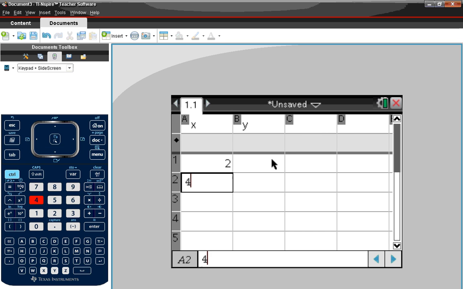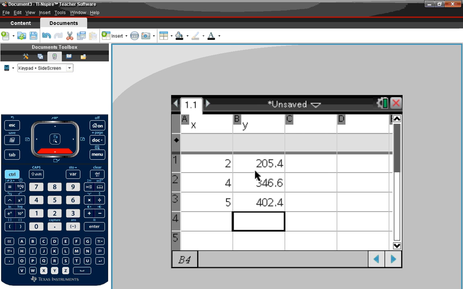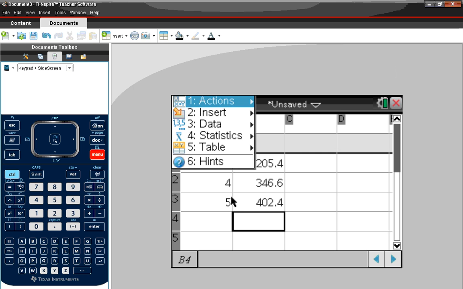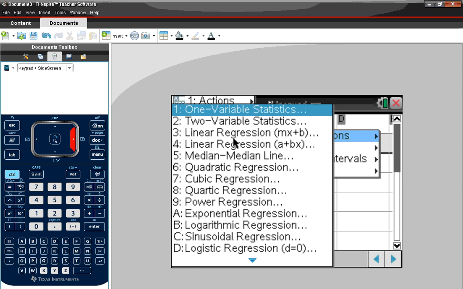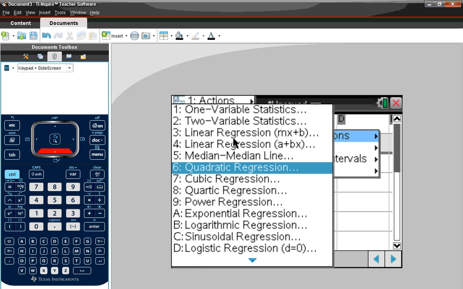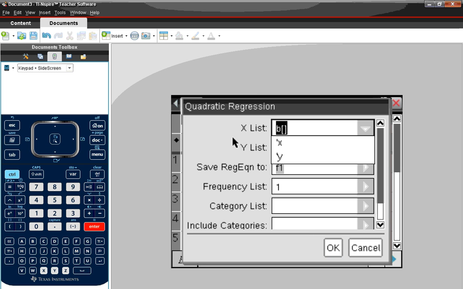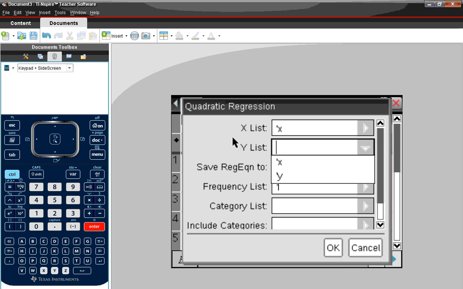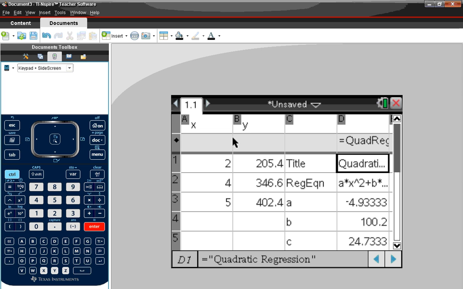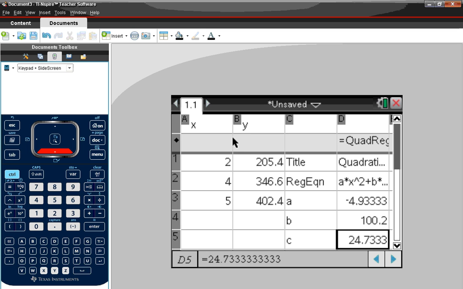So we had the x values 2, 4, and 5, and the y values were 205.4, 346.6, and 402.4. So to get the equation, we can go to Menu, Statistics, Stat Calculations, and Quadratic Regression again. So here we'll choose X for the X list and Y for the Y list. Hit enter. And so for ax squared plus bx plus c, it's told us that A is negative 4.9333, B is 100.2, and C is about 24.73.